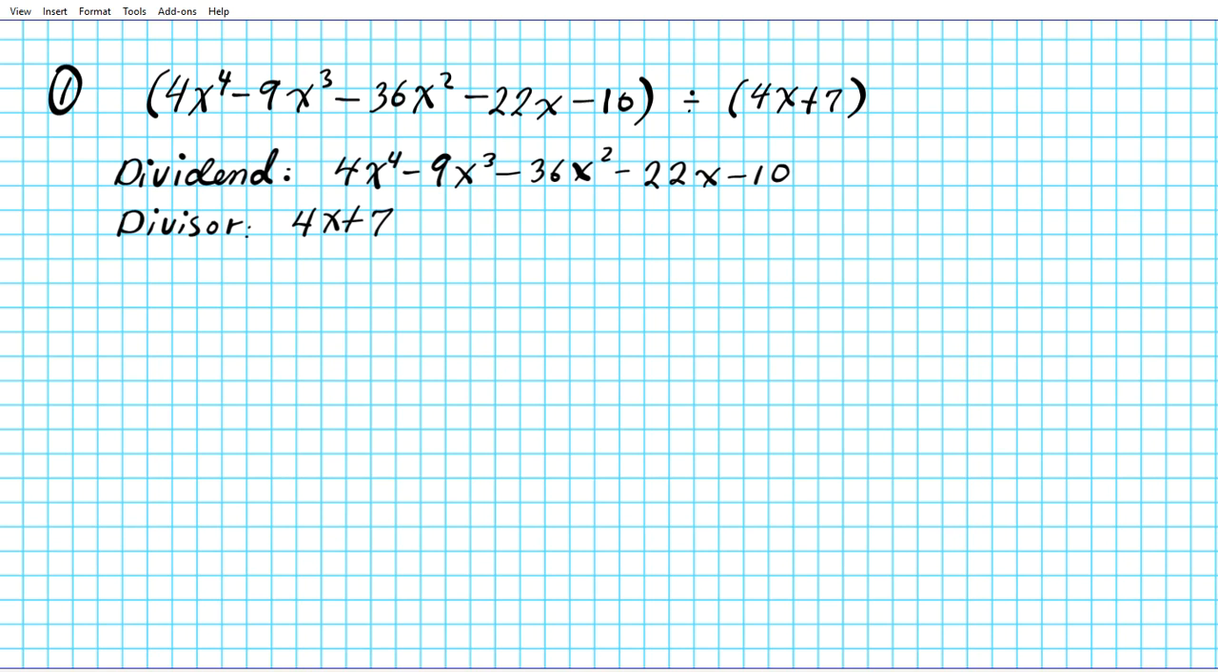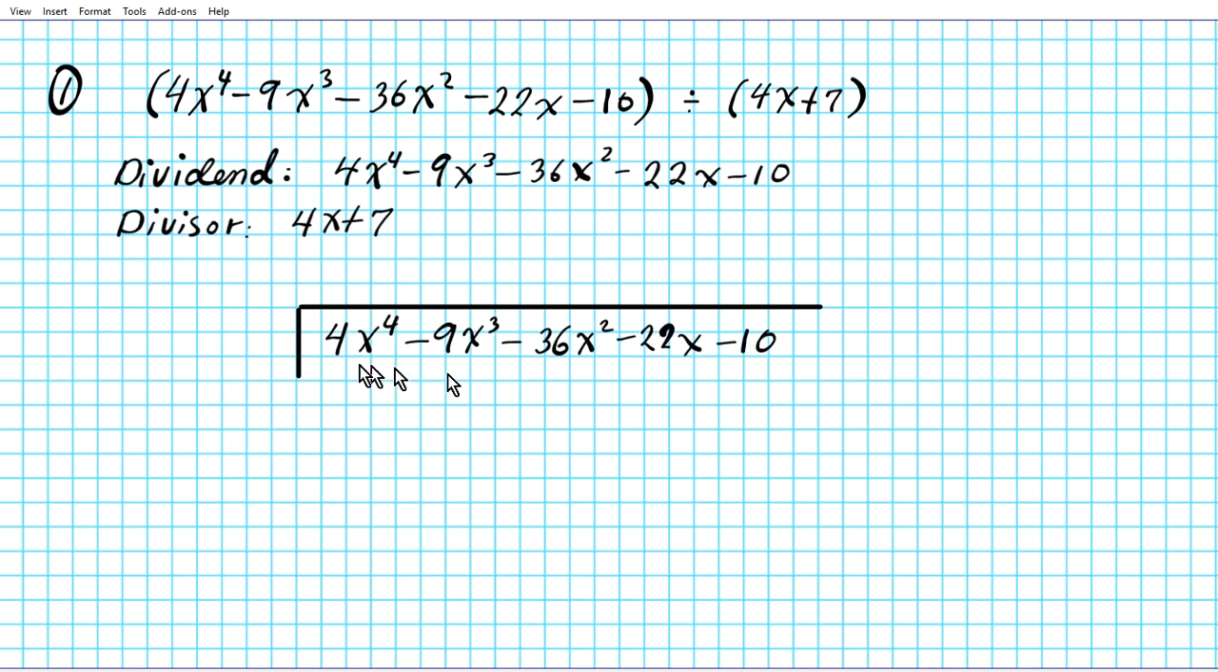Now let's go ahead and carry out the division process. I'm going to go ahead and set it up. We're going to place the dividend inside the division bar. We have 4x to the fourth minus 9x cubed minus 36x squared minus 22x minus 10. And the divisor goes on the outside, which is 4x plus 7. Okay, so as we did in the previous tutorial, we're going to take a look at this binomial divisor and the first two terms of our dividend. Okay, so we're going to attack this problem two at a time.